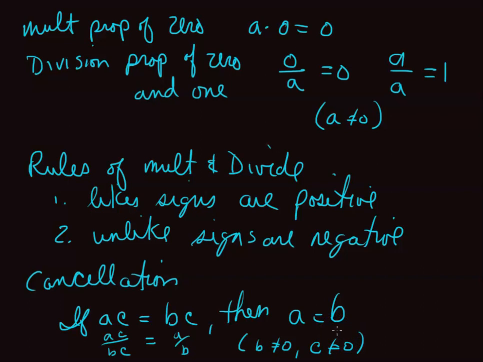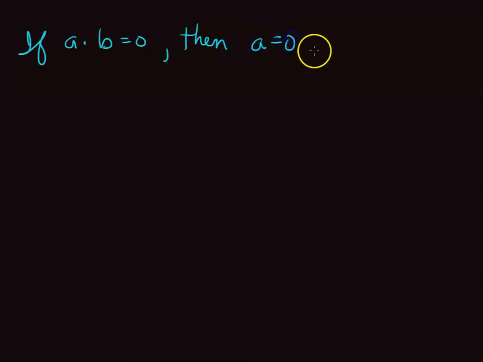The next one is one you'll use quite a bit when you're factoring. If A times B equals 0, then one of the following: either A is 0, or B is 0, or both are 0. And now we get to something called the field properties of the real numbers.